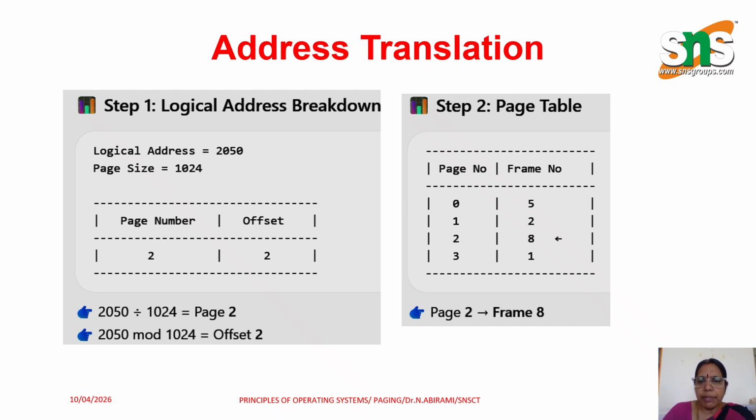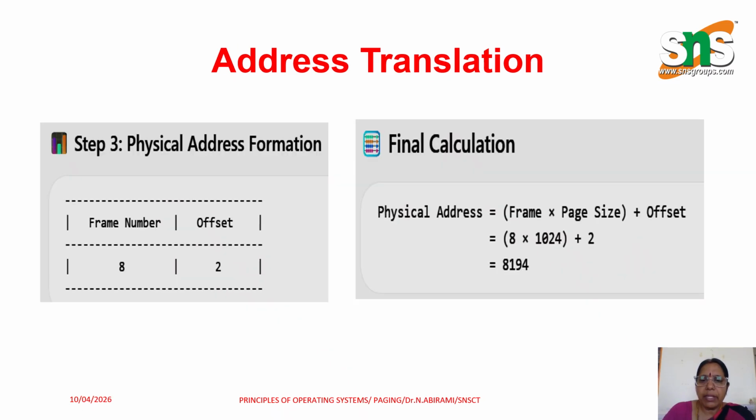The page table maps the page number to the frame number. That is, it maps the logical address to the physical address. The page number we calculated is 2, and it is mapped to frame number 8. So page number 2 is linked with frame number 8.